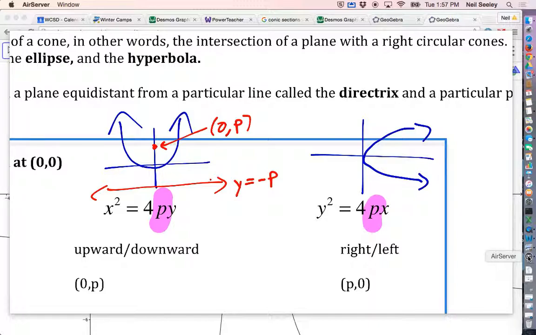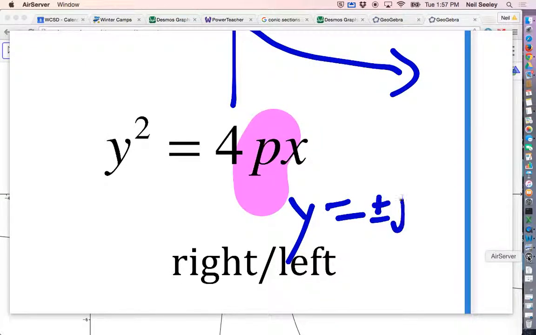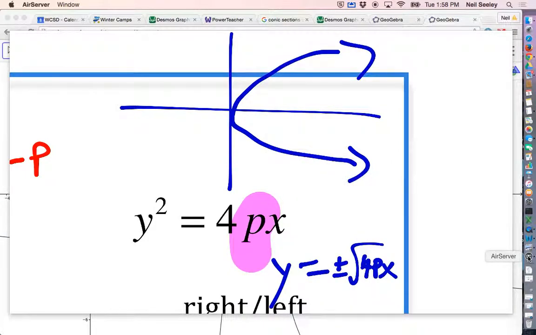In these two equations, if you notice, I bet you could figure out why it's shaped like this. Like the one on the left, if I solve for y, I'd get y equals 1 over 4p x squared. That's why it's facing up and down, normal parabola equation. The one on the right, if I solve for y, I'm going to get y equals plus or minus the square root of 4px. And you can tell that's that sideways parabola. It looks kind of like a square root graph, top and bottom. So that's where that comes from, in case you were wondering.